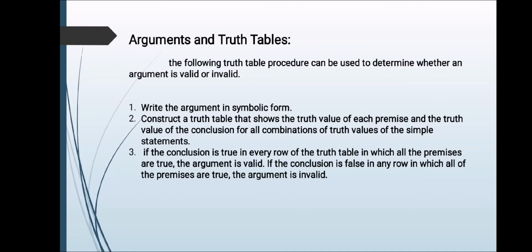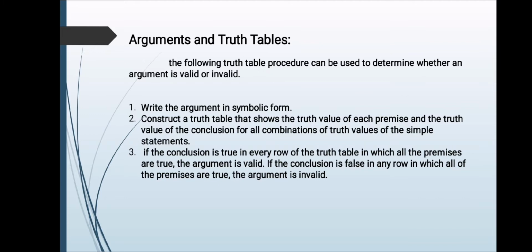So let's proceed to the arguments and truth tables. The following truth table procedure can be used to determine whether an argument is valid or invalid. First, write the argument in symbolic form. Second, construct a truth table that shows the truth value of each premise and the truth value of the conclusion for all combinations of truth values of the simple statements.